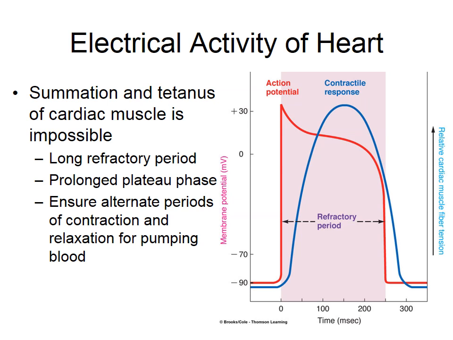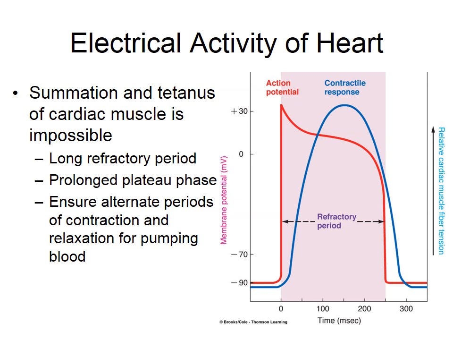Is there a reason why this potential is so much bigger? Like, does it result in a stronger contraction? We're going to talk about that right now. Yes, that plateau phase is super important. It is super important because it prevents summation and tetanus. The plateau phase of the action potential in the contractile cardiac cells prevents summation and tetanus.